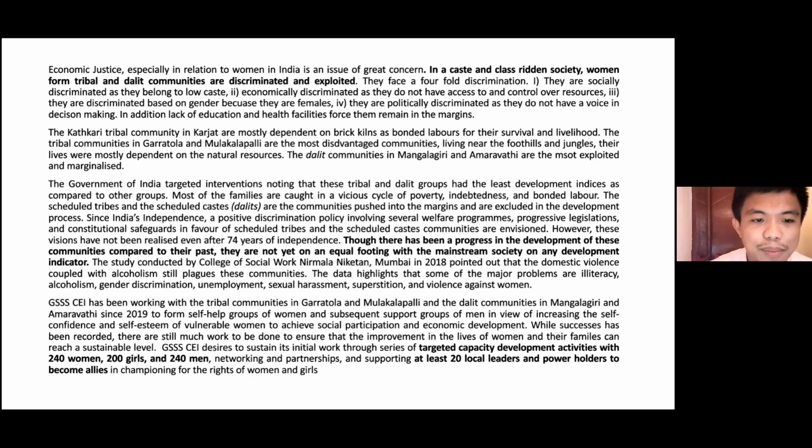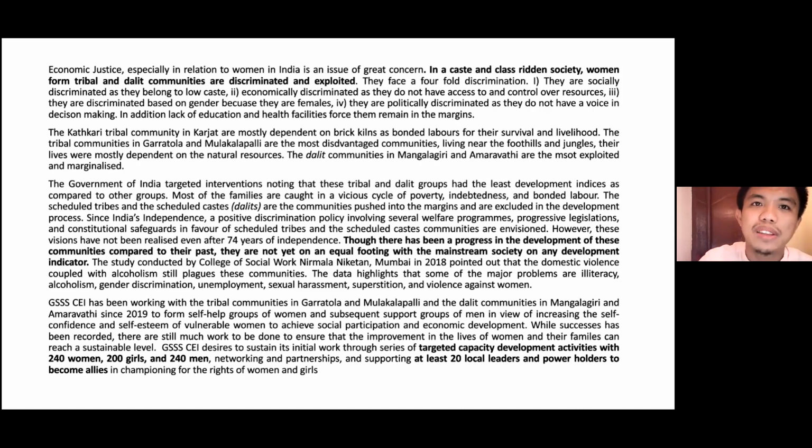And then towards the end of the rationale, they argue what they would like to achieve. They said here that they would like to target the capacity development of at least 240 women, 200 girls, very specific, and at least 20 local leaders and power holders to become allies. In this kind of design, we see that you don't really have to say a lot to have a rationale. The trick in doing the rationale is to argue the case right away.